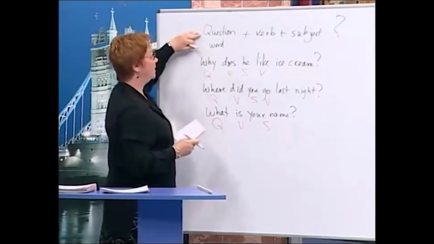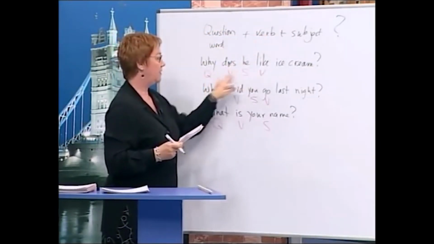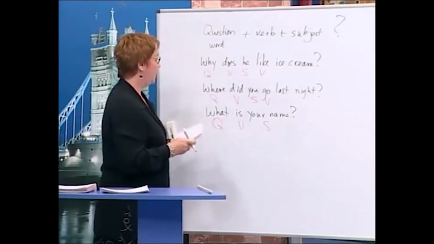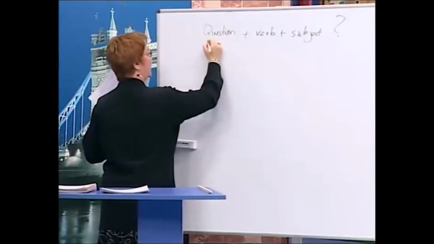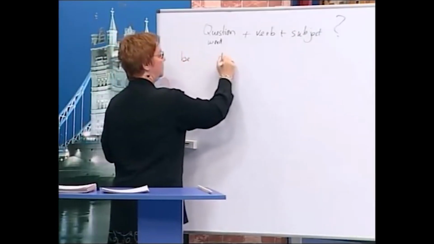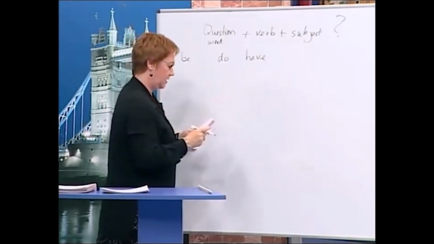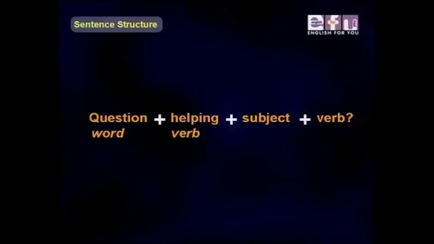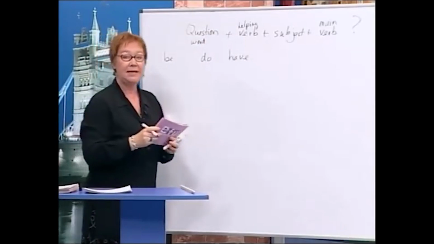Okay, so here's what it should look like. Question word, verb, and subject. And remember that in some you have a helping verb. Okay, now, the helping verbs are usually be, do, or have. Okay? These are very important. We use these a lot in English. Now, again, we could say question word, helping verb, plus subject, plus main verb. Question word, verb, subject, and verb. Okay? Now let's look at some examples.